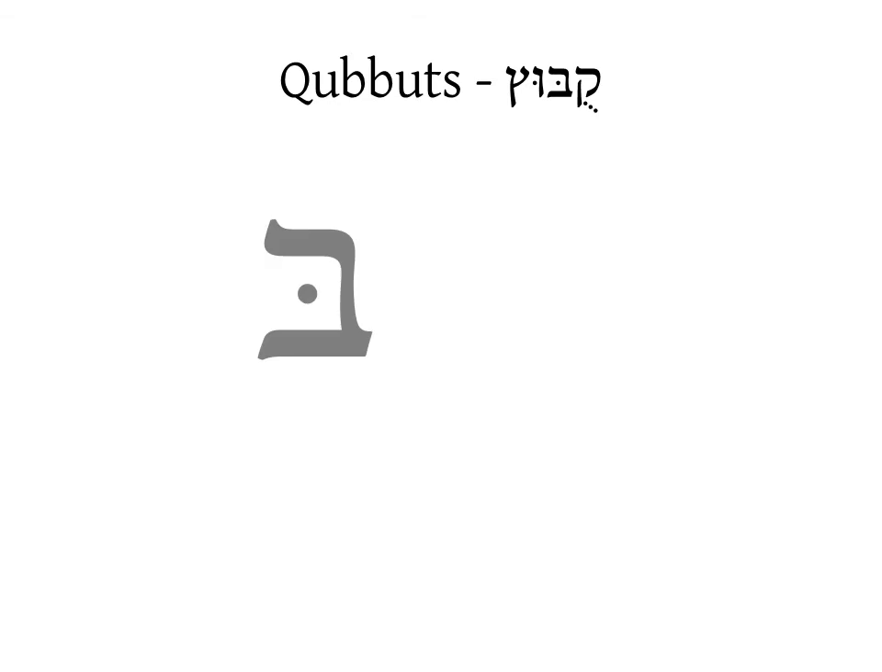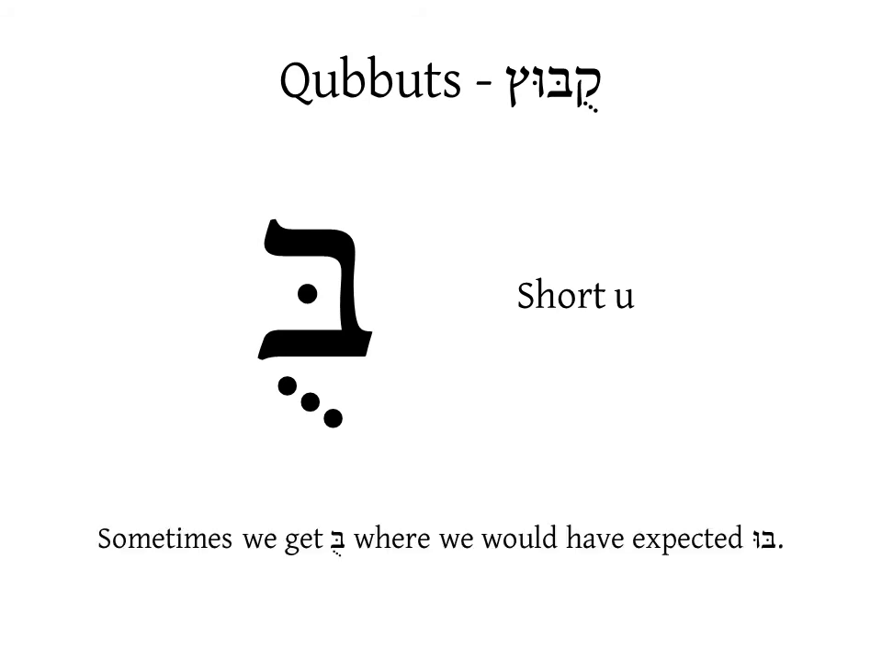We take our beit, and we put 3 dots in a diagonal line under it, and it is a short u. So this is bu. Sometimes we get bu, where we would have expected a shorek, bu. I will show you examples in later videos.